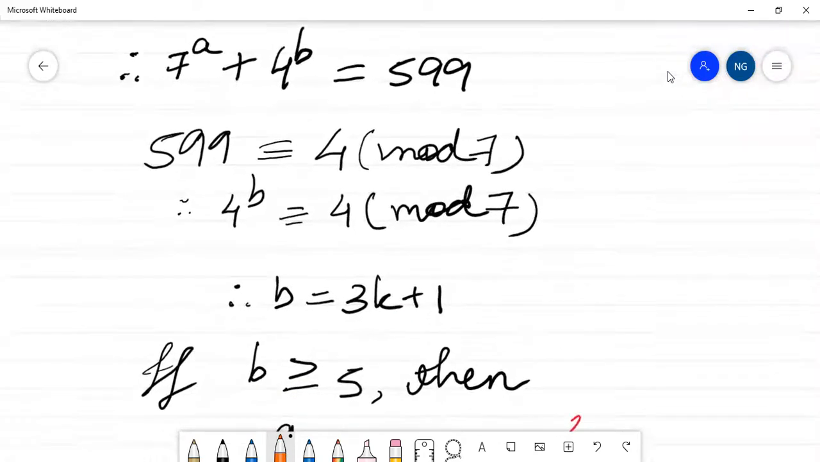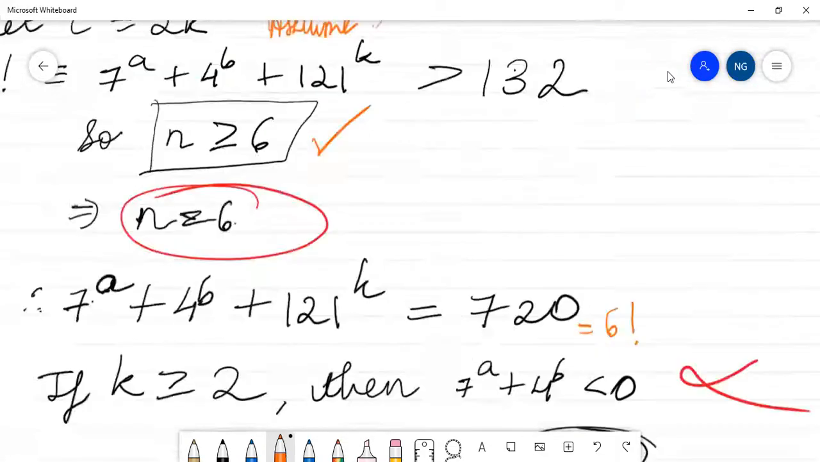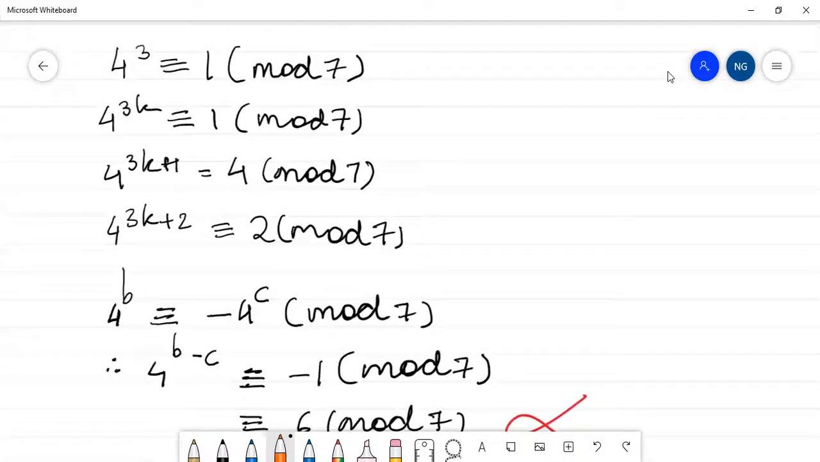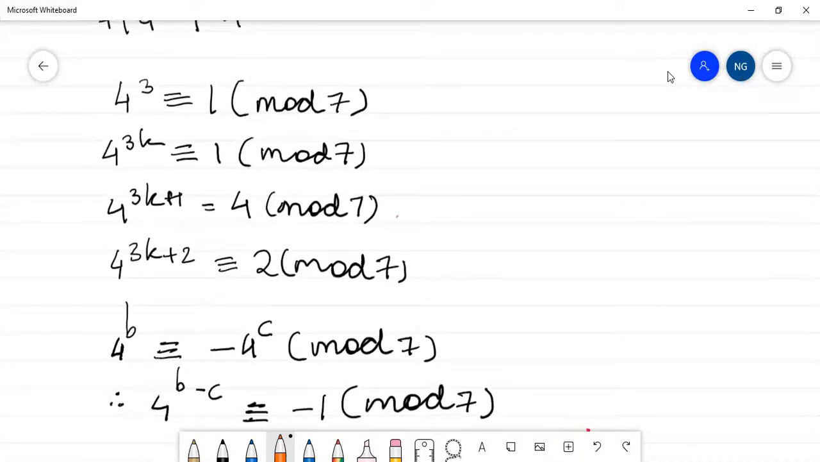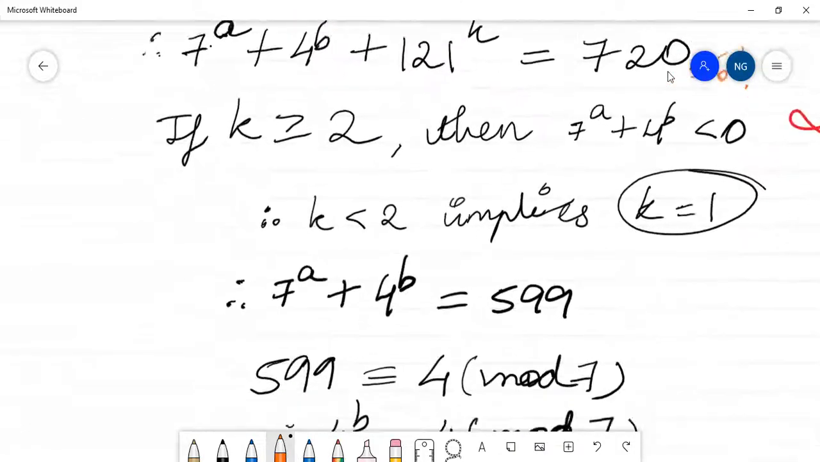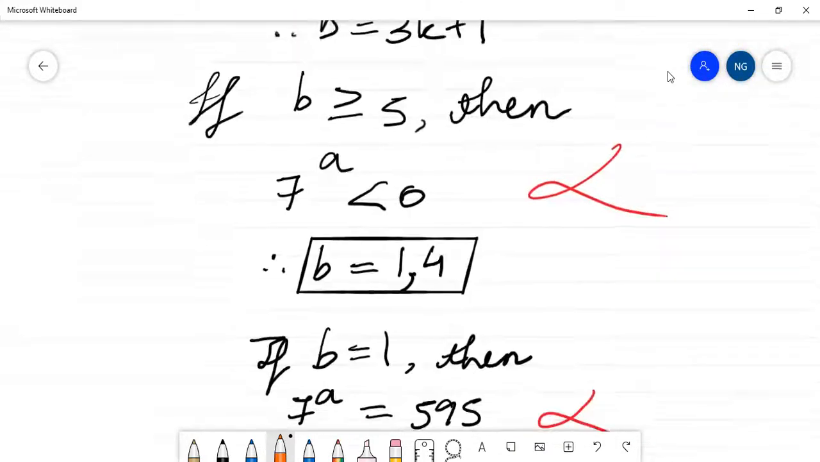Therefore, 7 raised to a plus 4 raised to b is equal to 599. We know that 599 is equal to 4 mod 7, because on division by 7, it will be 7 times 85 plus 4. Therefore, 4 raised to b has to be 4 mod 7. And we have calculated earlier that 4 raised to 3k plus 1 is equal to 4 mod 7, which means that b has to be 3k plus 1 to leave a remainder of 4 on division by 7.